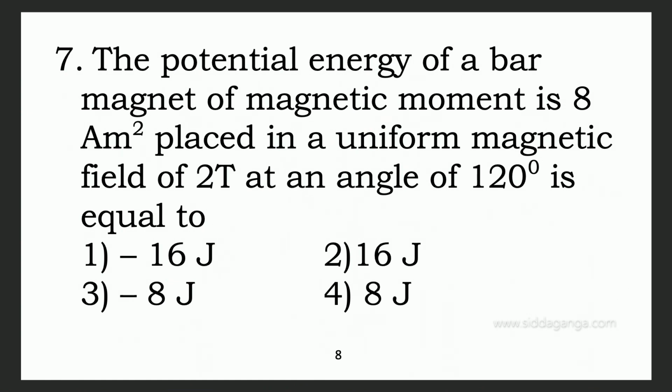So, the next question. The potential energy of a bar magnet of magnetic moment 8 ampere meter square, placed in a uniform magnetic field of 2 Tesla at an angle of theta equal to 120 degrees. The question is on potential energy.